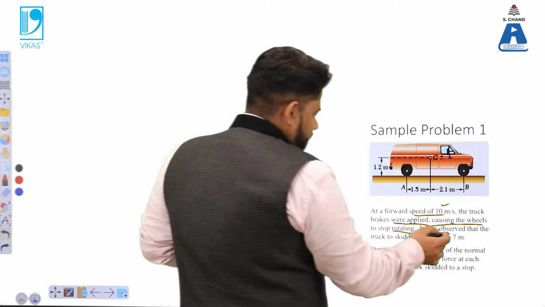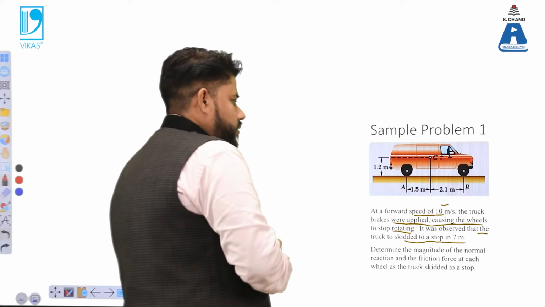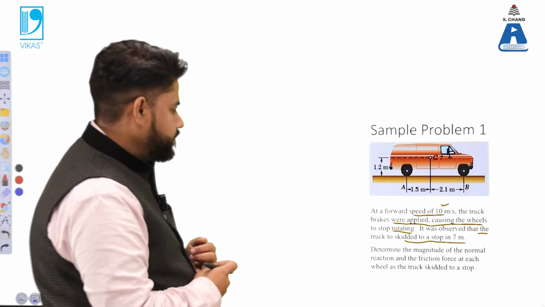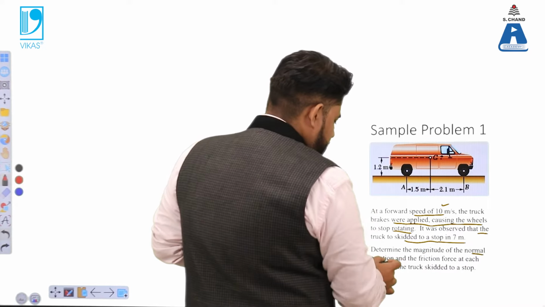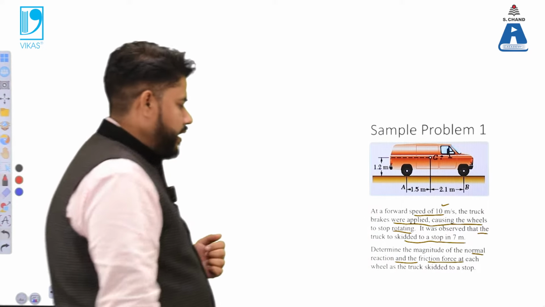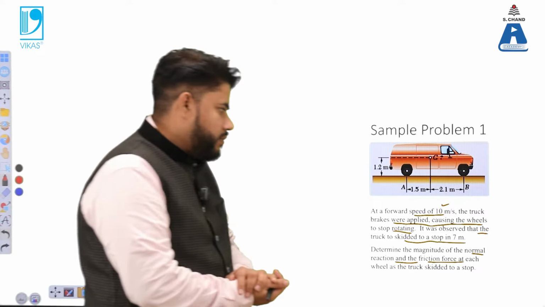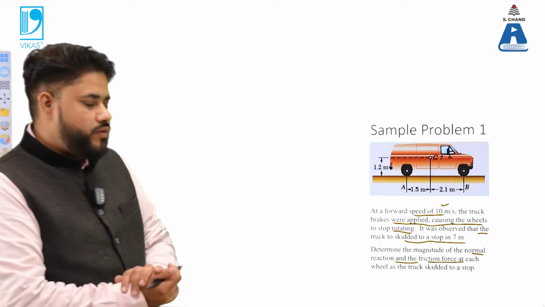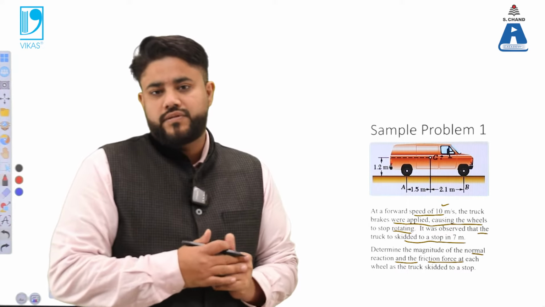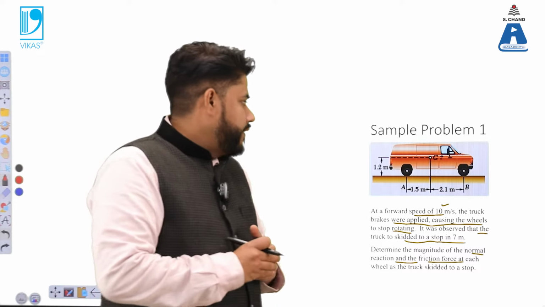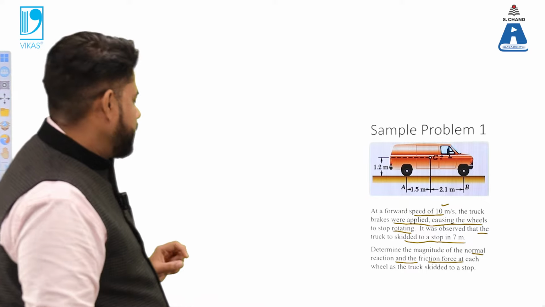It is observed that the truck skidded to a stop in 7 meters. So there is a skidding in the truck. We need to determine the magnitude of the normal reaction and the frictional force at each wheel as the truck skidded to a stop. So we need to find certain reaction forces, and there are certain tangential forces acting on the surface. Considering the weight of the truck, which is at the center, the center of gravity of the truck will be at the center.